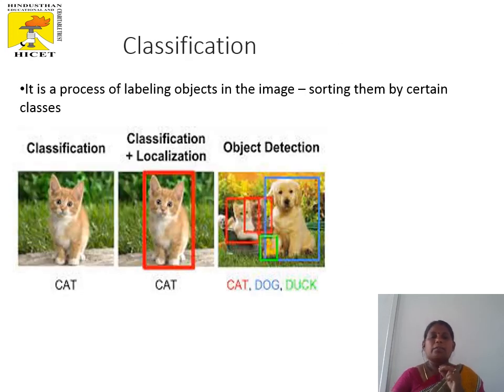At last, we are going to classify the image. It is a process of labeling an object in an image, that is sorting them into certain classes. So the first one, we want to classify if it is a cat or not. Then next we have to localize, that is classification plus localization. Then we have to detect the objects nearby, that is if it is a cat or a dog or a duck. Till this we have completed the fundamental steps of digital image processing.